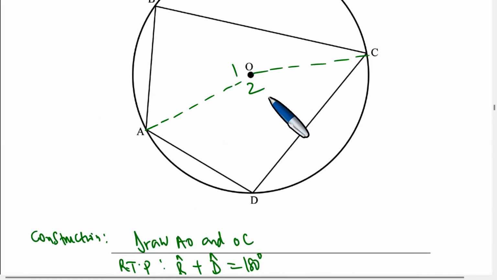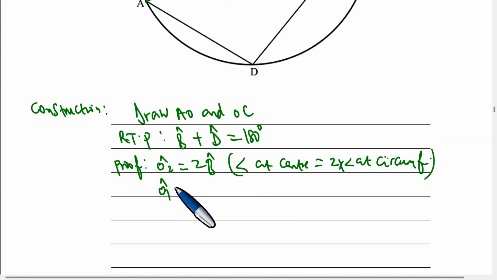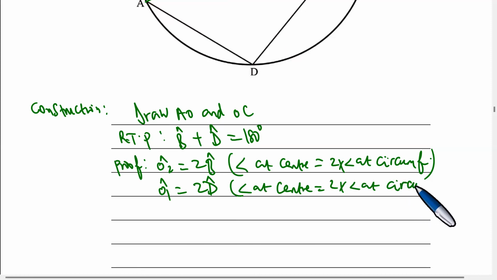But also you have that angle O1 is twice D. Angle at center is 2 times angle at circumference. So what is the meaning of this now? Right, so what we can see at this point is that angle O1 plus angle O2 is actually equal to 360 degrees.